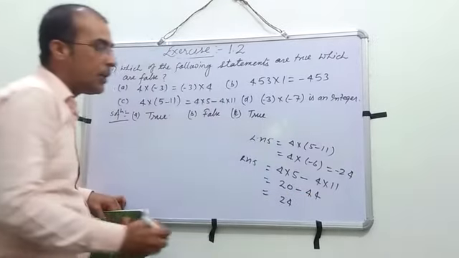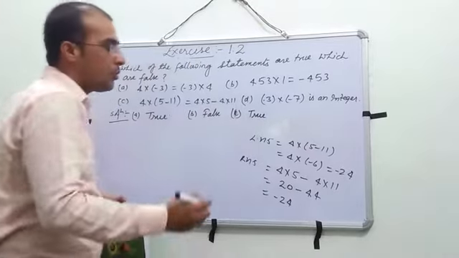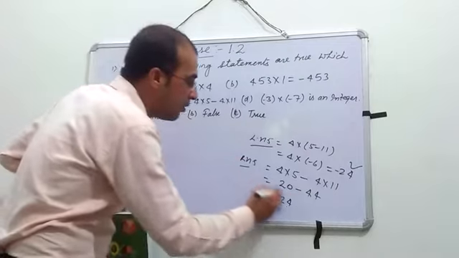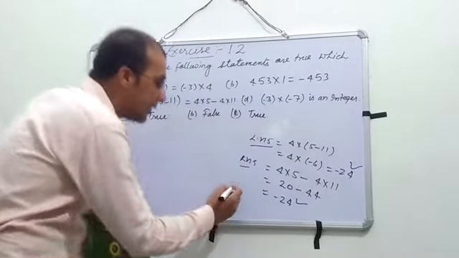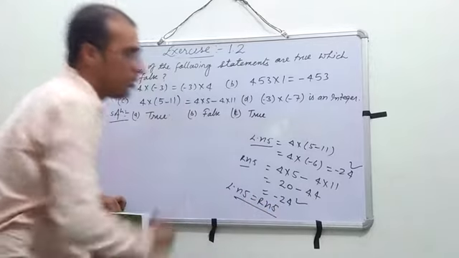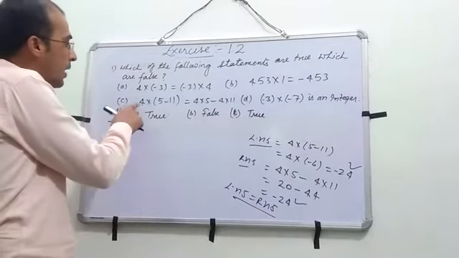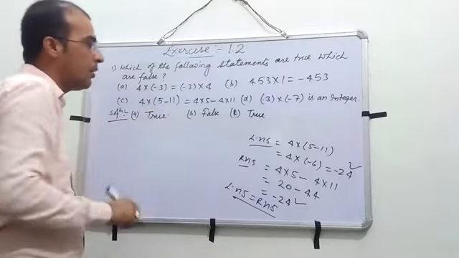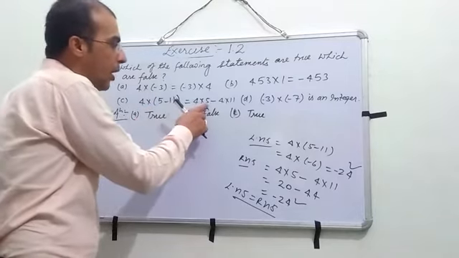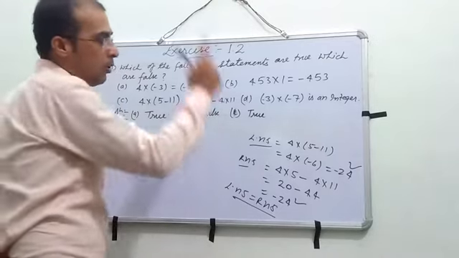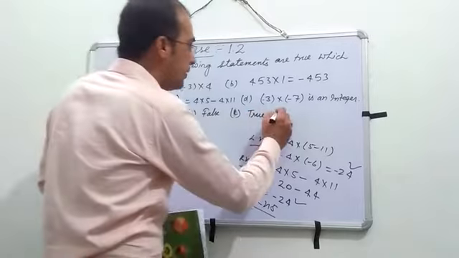And what will be the sign? The sign will be negative. So we can see LHS equal to minus 24 and RHS equal to minus 24. It means LHS equal to RHS. So we can say that the statement 4 into, in bracket, 5 minus 11 equal to 4 into 5 minus 4 into 11 will be true. Okay. Now D part.